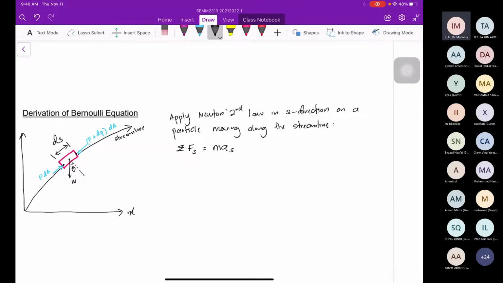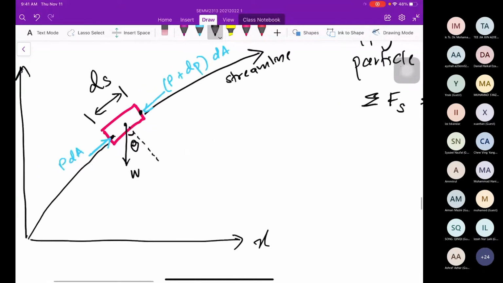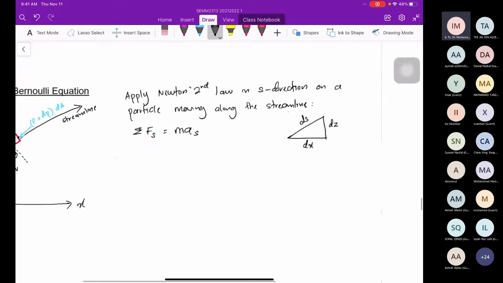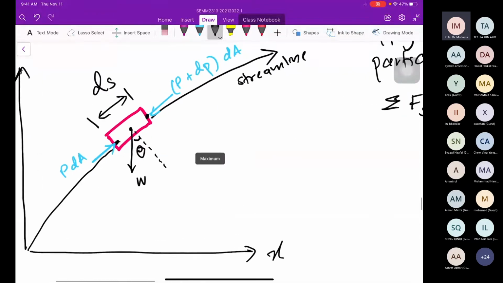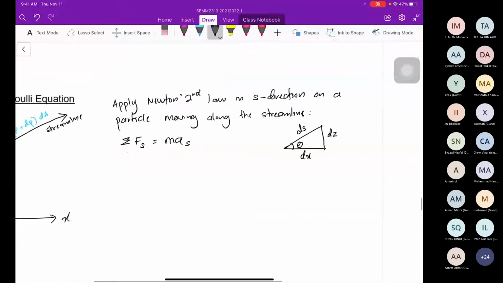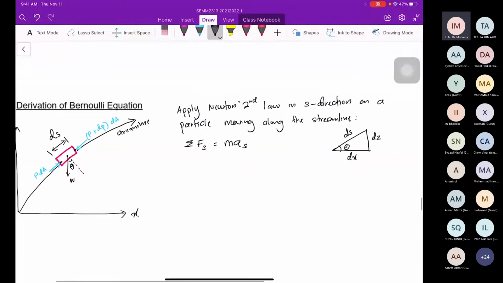So here, let's make a triangle. This is the streamline direction, ds, right? This is the change of z, dz, and this is dx here. And of course, this is theta, the same as this theta.